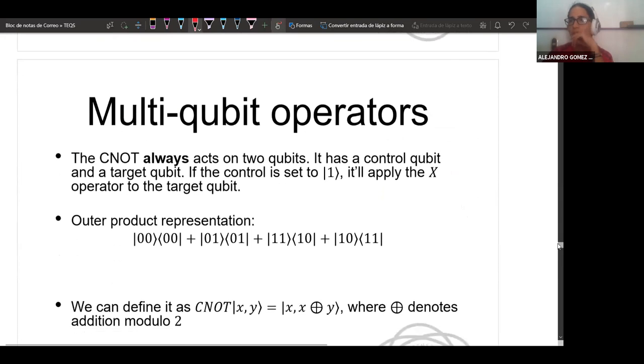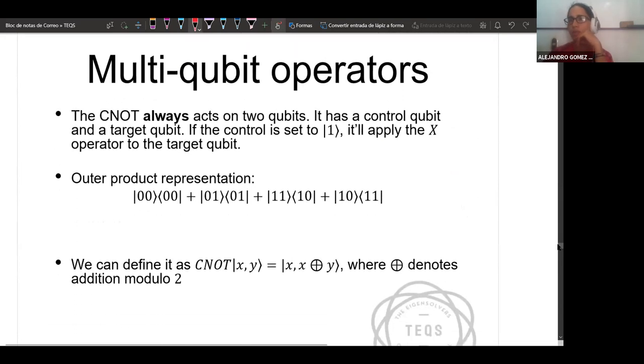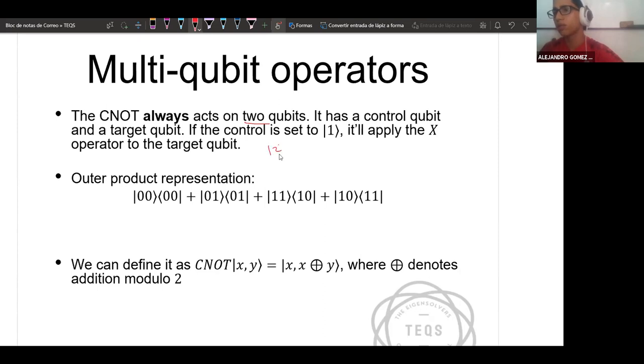Now, we have worked with single qubits and how we transform single qubits. Now, what happens if we have more than one qubit, if we have multi-qubit operators? So one important gate is the C0 gate. It always acts on two qubits. It has a control qubit and a target qubit. So let's say the first qubit is psi and the second qubit is phi.